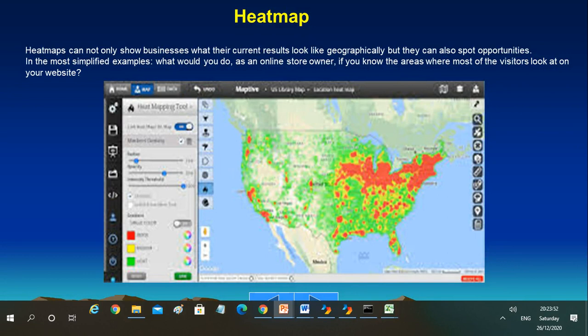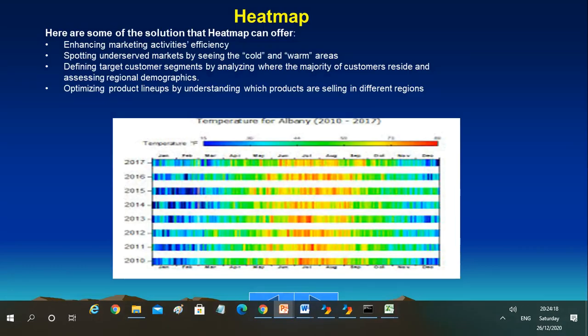Heat maps can not only show businesses what their current results look like geographically, but they can also spot opportunities. In the most simplified example, what would you do as an online store owner if you knew the areas where most of the visitors look at on your website? So those kinds of finer or minute things can also be displayed or presented in the heat map.